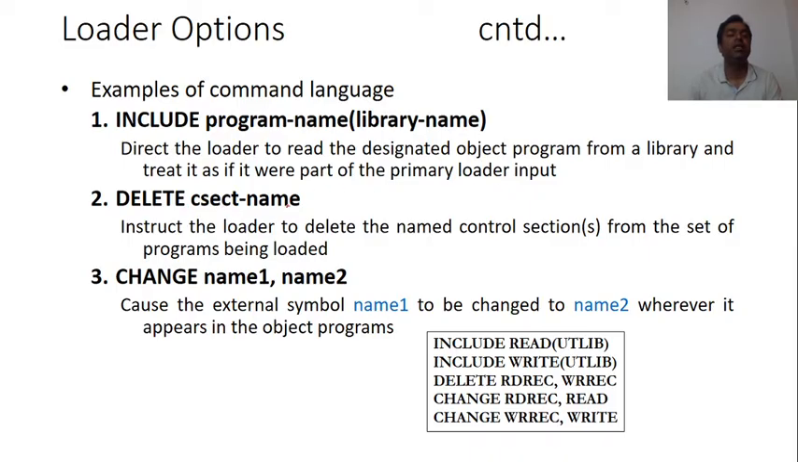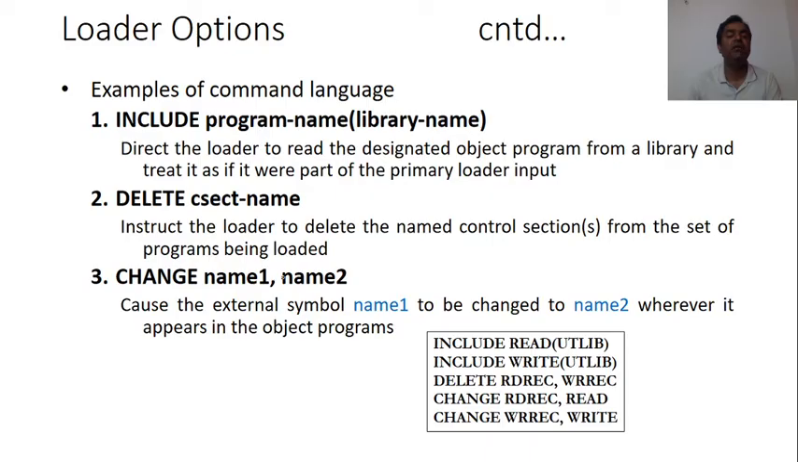Delete csect name. There can be more than one control section name; they can be written comma separated. Just write a comma, then another control section name, and so on. This instructs the loader to delete the named control section or sections from the set of programs being loaded.